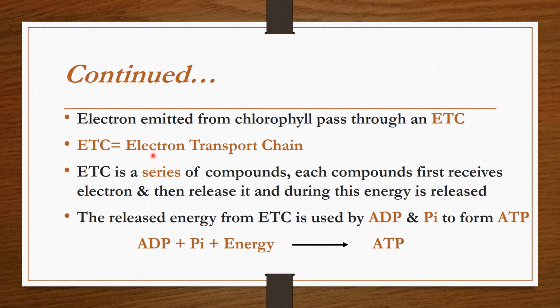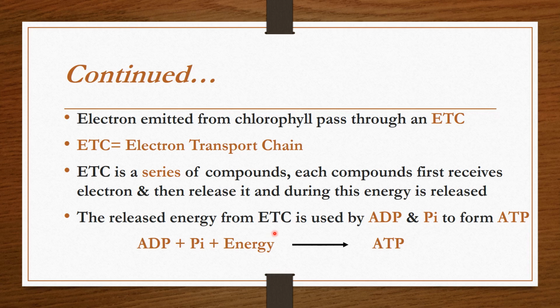Okay, electron transport chain. What happens? The electron removed from the chlorophyll will be passed through this electron transport chain. There are many compounds that first receive an electron, then release it. During this whole process, as the electron transport chain passes an electron through the compounds, energy is also released.